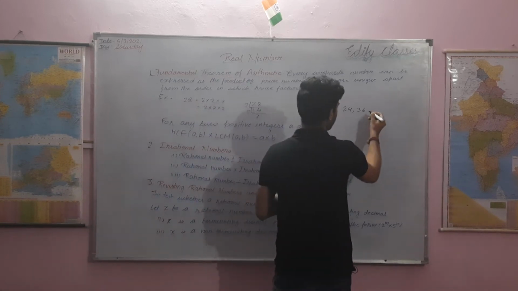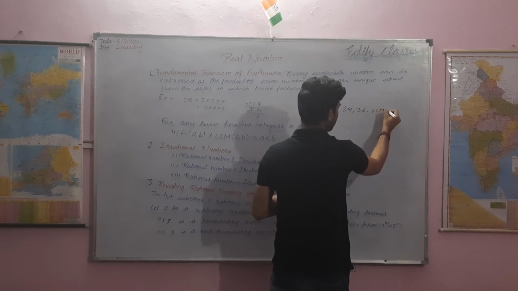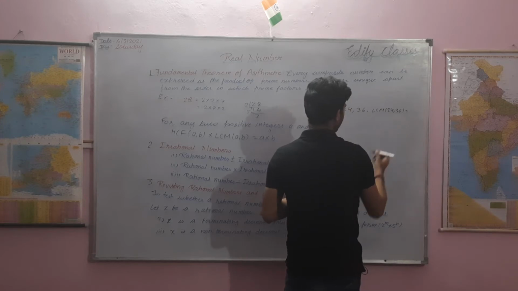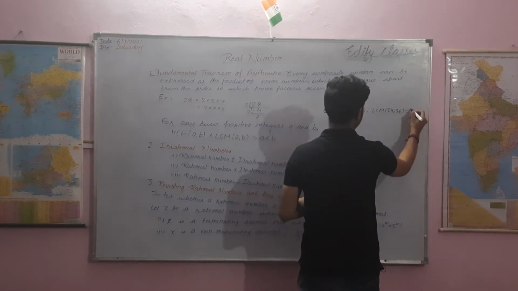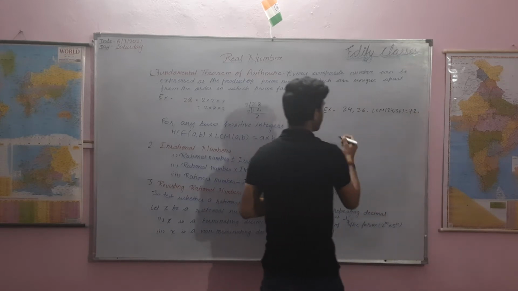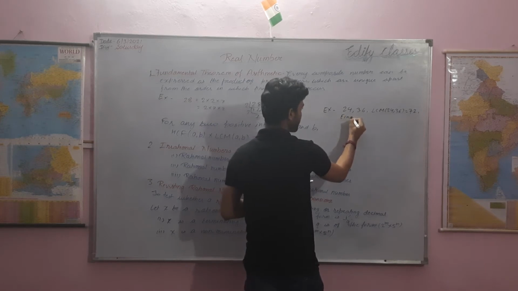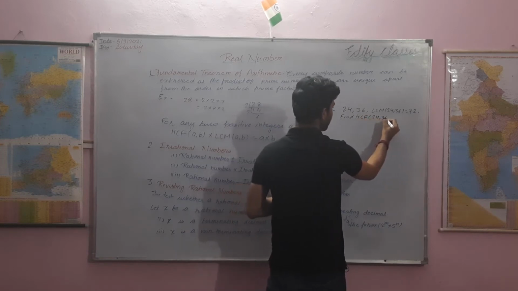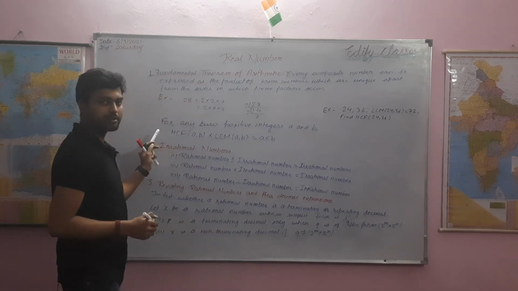And if it is given that the LCM of 24 and 36 is 72, and we have to find the HCF of 24 and 36, then we will use this concept.